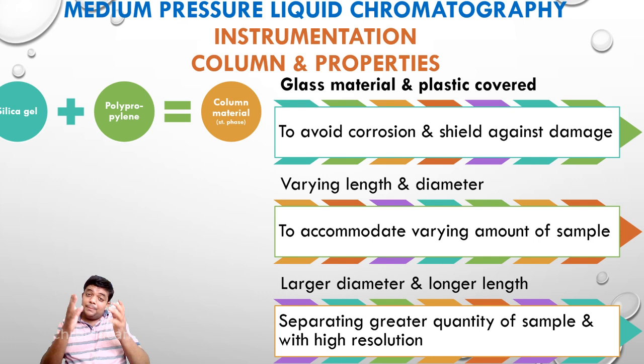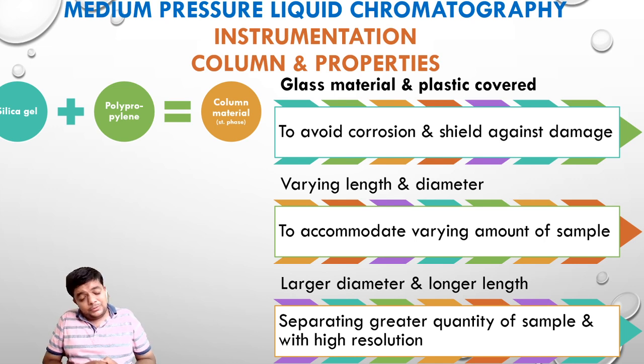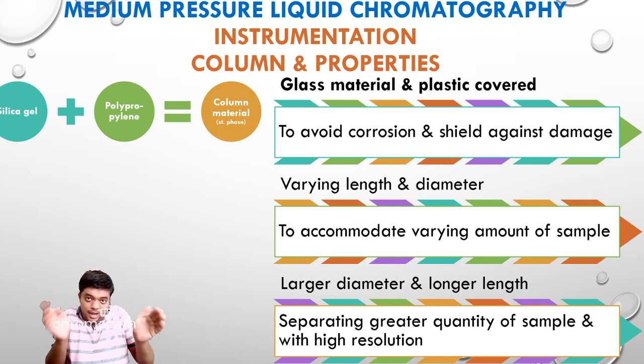Because MPLC is a preparative chromatography method, and when it is a preparative chromatography method, you require two aspects. My quantity of sample, which is then going to be separated into different required components, has to be in a very good quantity. So to have more quantity, you should have a large diameter column. And I also want a very good resolution, a very good separation, very good efficiency. That is possible by increasing the length. So generally, the MPLC columns or the preparative chromatography columns are larger in length and larger in diameter.